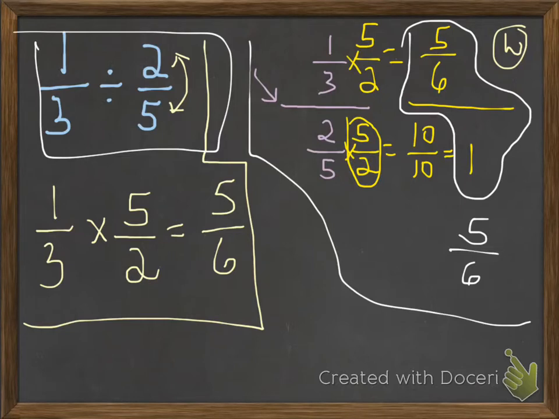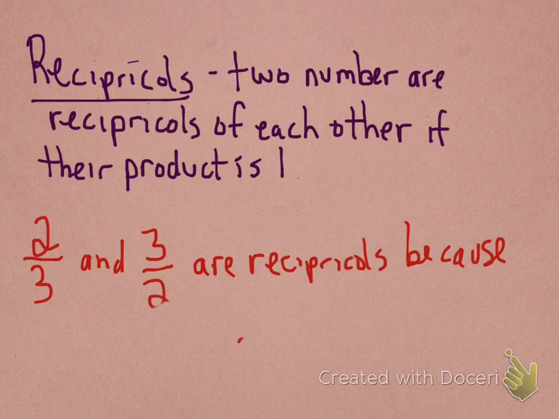A couple more slides here. There is an important term called a reciprocal. Reciprocals are two numbers. Should have an S there. Two numbers are reciprocals of each other if their product is 1. And we're mainly going to be dealing with fractions here. So if you look at 2/3, the reciprocal of 2/3 is 3/2 because their product is 1. We could prove that. Product means multiplication, right? So 2/3 times 3/2.